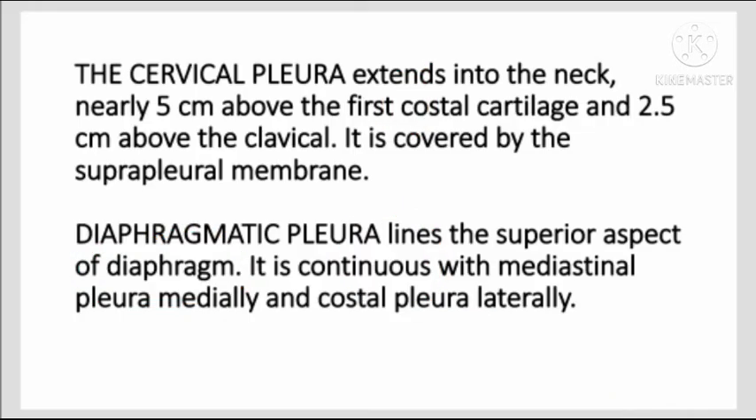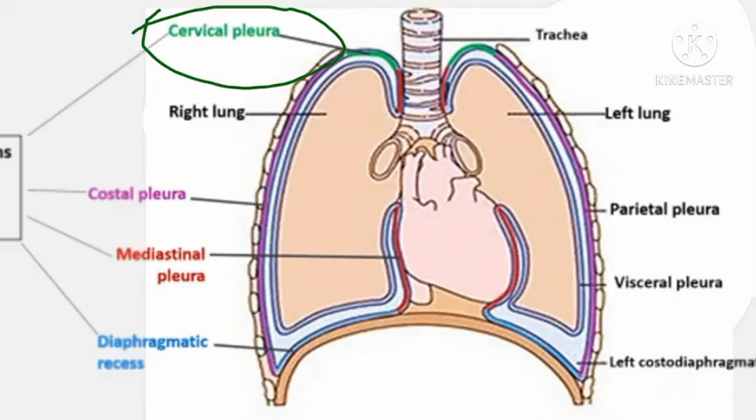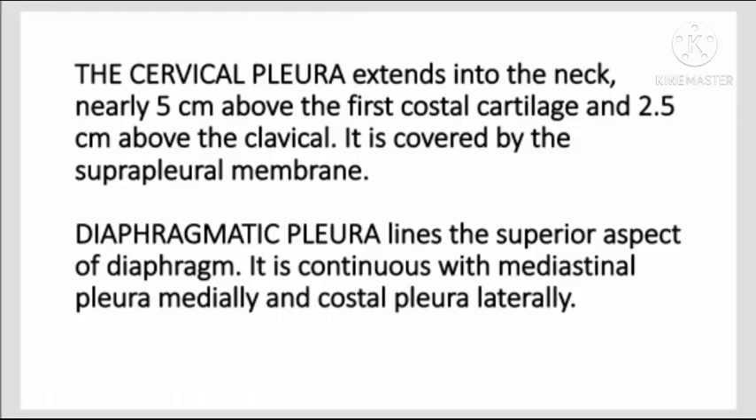The cervical pleura extends into the neck nearly 5 cm above the first costal cartilage and 2.5 cm above the clavicle. It is covered by the suprapleural membrane. The green color portion you can see in this diagram is cervical pleura.